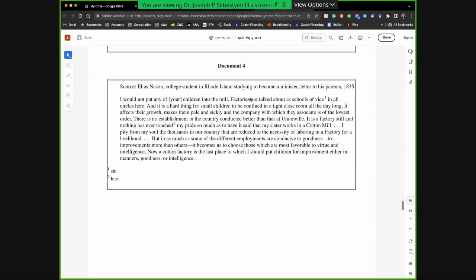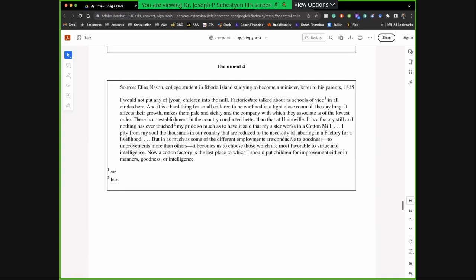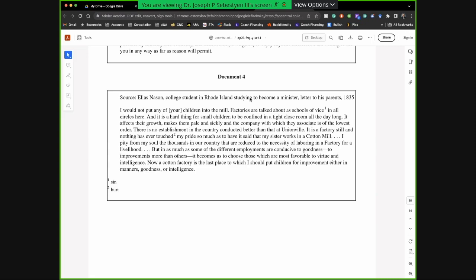Yeah. Document 4. Elias Nason, college student in Rhode Island, studying to become a minister. Letter to his parents. I would not put any of your children into the mill. Factories are talked about in schools as a vice in circles here. And it's a hard thing for small children to be confined in a tight closed room all day long. It affects their growth, makes them pale and sickly. The company they associate with is of the lowest order. There is no establishment in this country conducted better than that in Unionville. It is a factory still, and nothing has ever touched my pride so much as to have it said that my sister works in a cotton mill. I pity from my soul the thousands in our country that are reduced to the necessity of laboring in a factory for a livelihood.